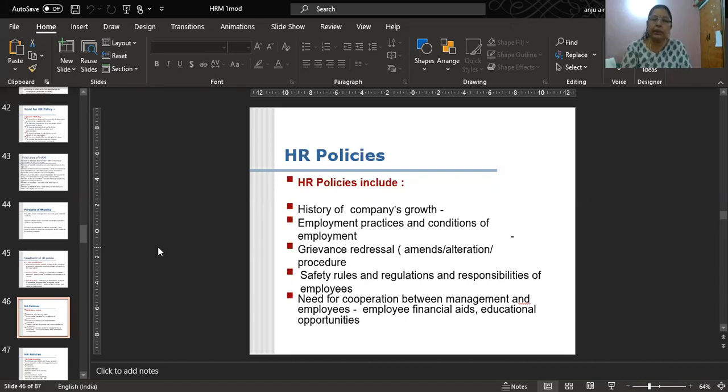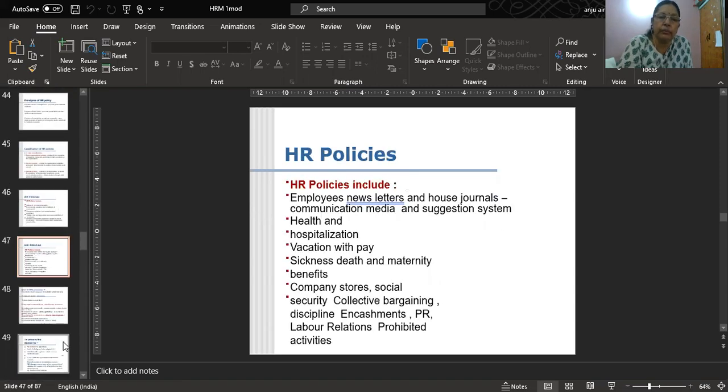Safety regulations are there, safety rules are there for employees, to make the employees cooperate between the management and employees. What are the opportunities for employees to develop the team spirit, to cooperate with each other? What assistance is given to employees to develop themselves, develop their careers? So all this background information should be considered when you are developing your HR policies.